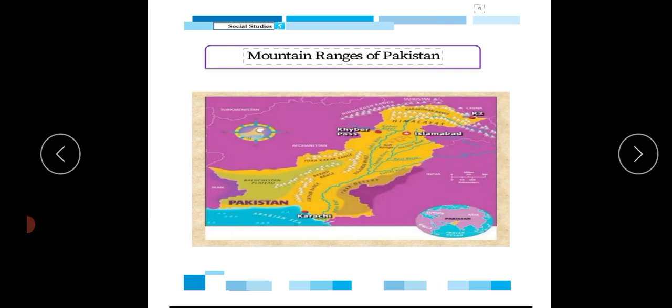Now this is a map which shows the different mountain ranges of Pakistan. In the north there are 3 mountain ranges, Hindu Kush, then Karakoram mountain range, and then Himalayas or Himalayan mountain range. And when we come westwards, so you can see Tubakakar range, Suleiman range, Brahvi range, Kirthar range, etc. So these are the different mountain ranges which are found in Pakistan.